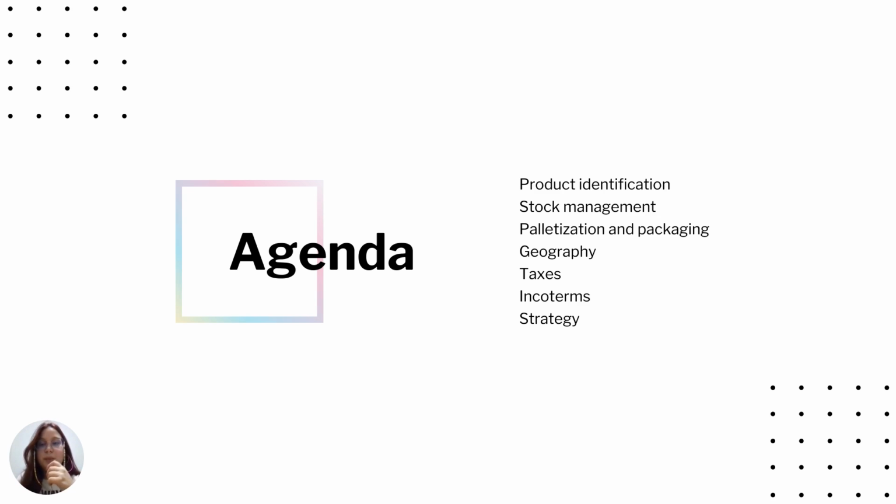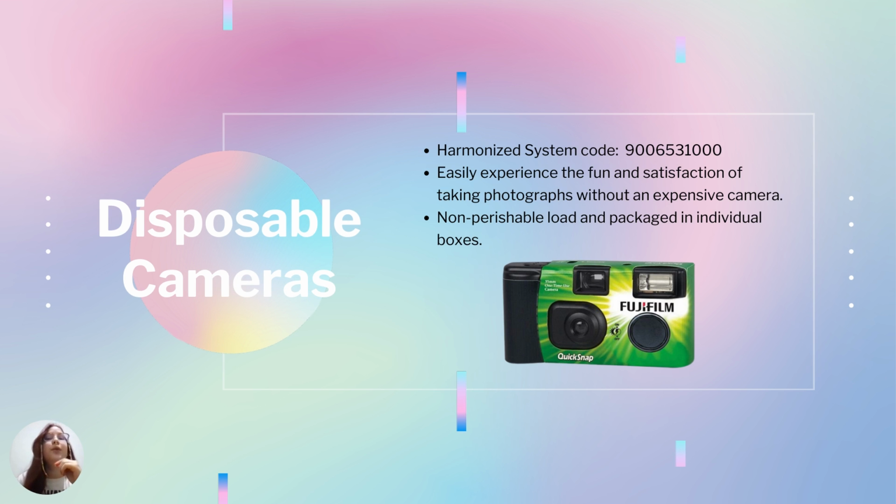These are the points that the project is made up of and that we will be explaining in the presentation. Okay, so first we have the product identification. The product name is a disposable camera. They look like the picture. The harmonized code can also be recognized in the slide.